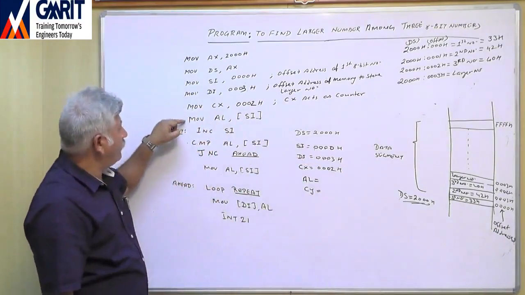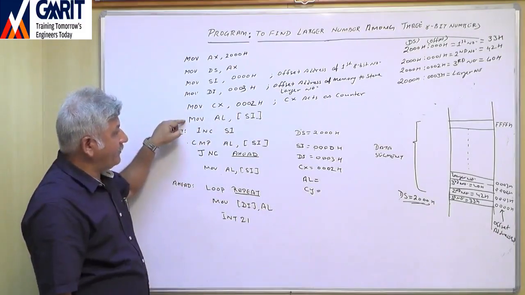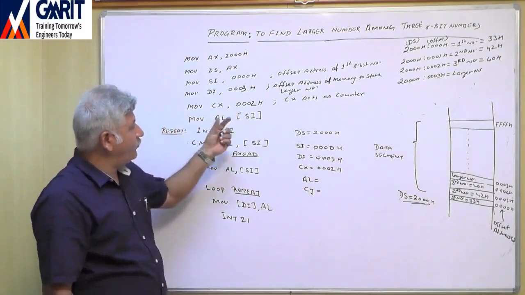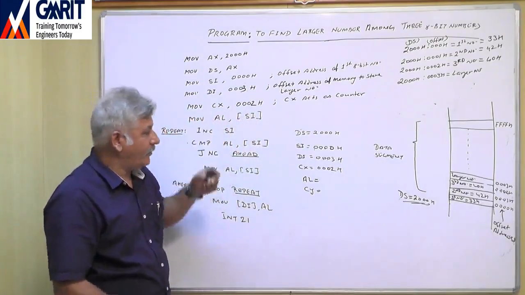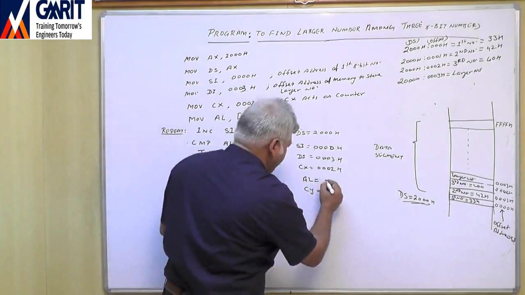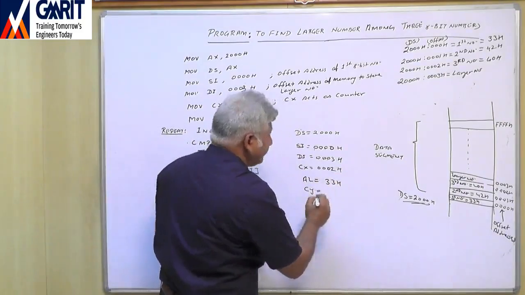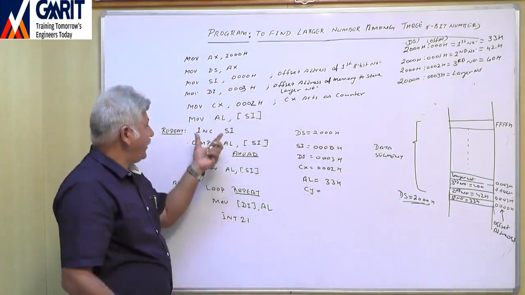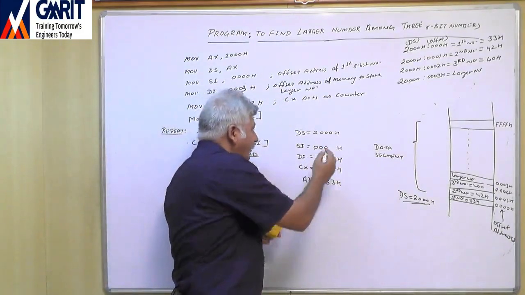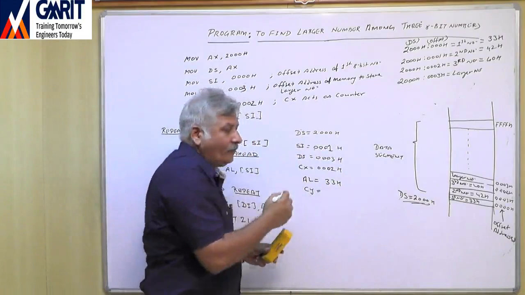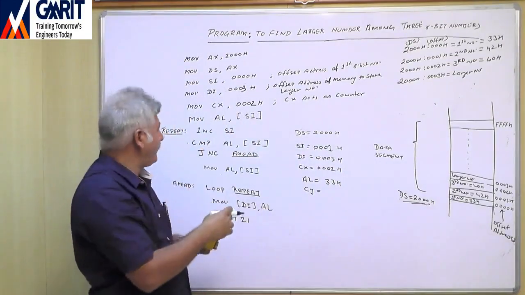Now MOV AL, [SI]. So our first number, whose offset address is in SI, will be transferred to AL. So in AL we now get 33H. Then INC SI will increase the value of SI by 1, so it will become 0001, which is the offset address of the second number.